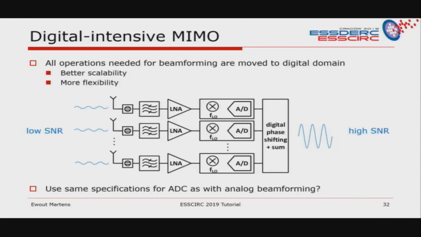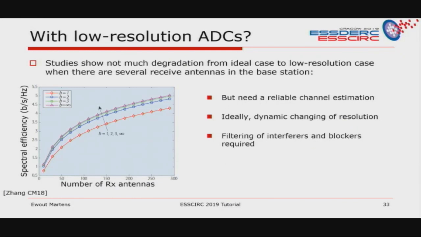So the other end is the digital intensive MIMO. So then again you have low SNR input signals. You first digitize them and you add them up in the digital domain, so that makes it more flexible, more scalable. And well, of course you can use the same specification for the ADC as with analog beamforming. It seems a bit of a waste, because in the end you're just digitizing low SNR signals. So can you just do it with low resolution ADCs?